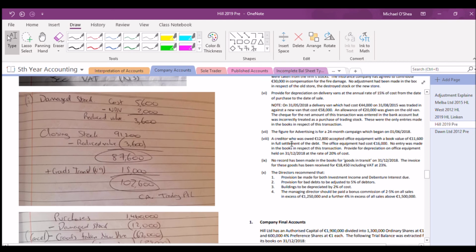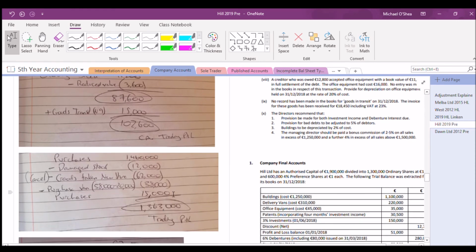What else would happen? Well, I've also increased my purchases. So I'm going to add to my purchases. I've increased my purchases by the cost price of 15,000. Don't include the VAT here again. It's just cost price here for goods in transit and cost price for our purchases. The cost price being 100% and not including the full cost plus VAT.